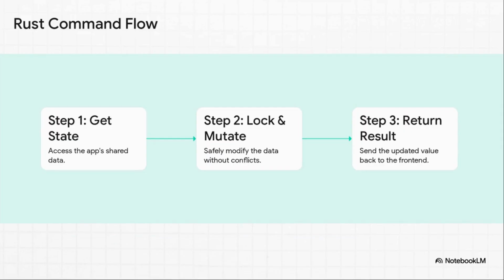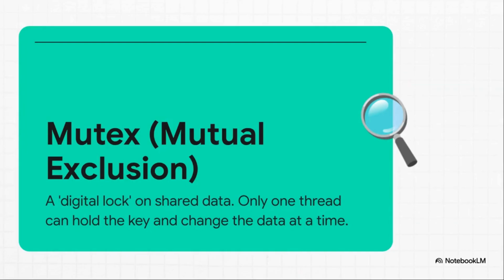It's awesome. Okay, let's walk through a real-world example, something simple like a counter app. So, step 1. The Rust command gets a handle to the app's shared data, the current count. Step 2, and this part is so important for safety, it locks that data. It puts a lock on it so that nothing else can mess with it while it's being changed. And then, step 3, once it's safely updated the number, it unlocks it and sends the new value right back to the front end.